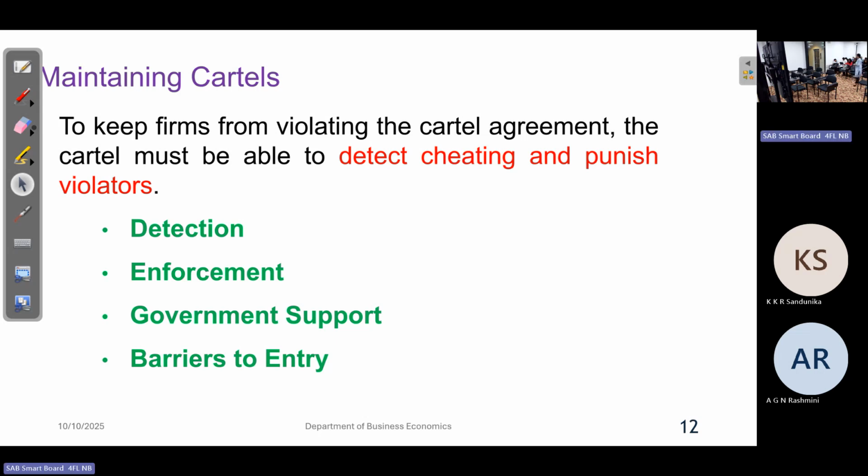All right. So now we have completed the collusive oligopoly, both price leadership and cartels. Now we are going to start non-collusive oligopoly. The kinked demand curve model we have already discussed. Now the remaining part is the Cournot model. After that we can finish the oligopoly.